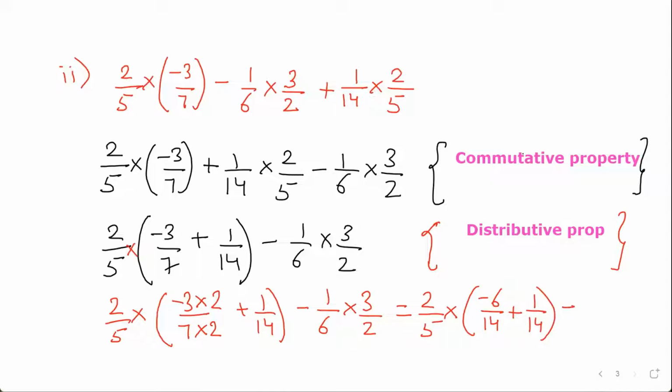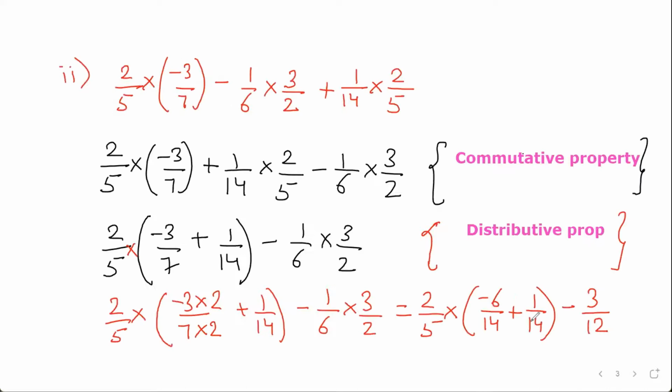Okay, let's multiply it. 1 3s are 3, 6 2s are 12. And now if you check out, this is 3 1s and 3 4s. So you can cancel it out also. We'll cancel it later. So now we'll write the next term. So 2 by 5 multiplied by minus 6 plus 1 upon 14. We have taken the LCM. I'll just show you. See, we have taken the LCM and this would remain same, minus 3 by 12.